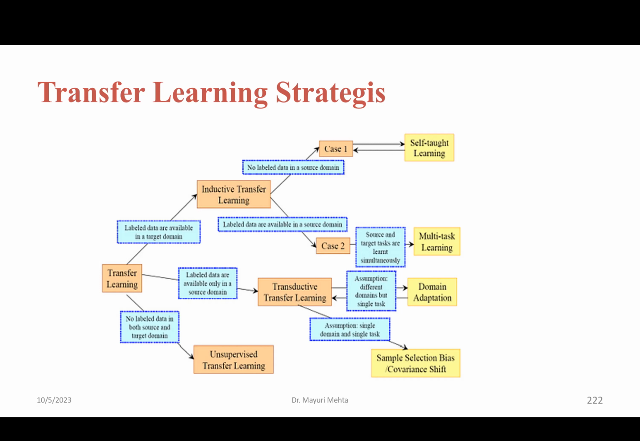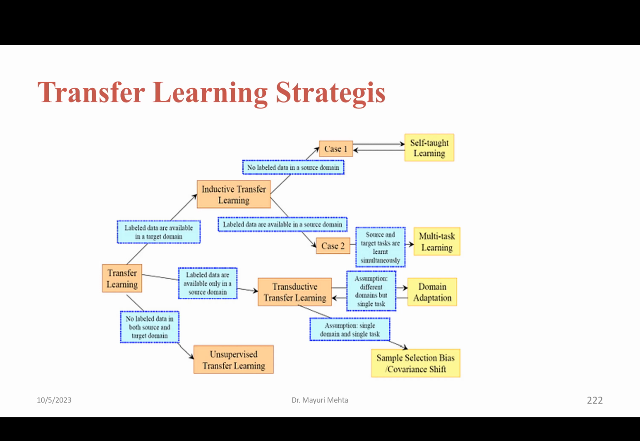Unsupervised transfer learning: this setting is similar to inductive transfer learning itself, with a focus on unsupervised tasks in the target domain. The source and target domains are similar, but the tasks are different. In this scenario, labeled data is unavailable in either of the domains.